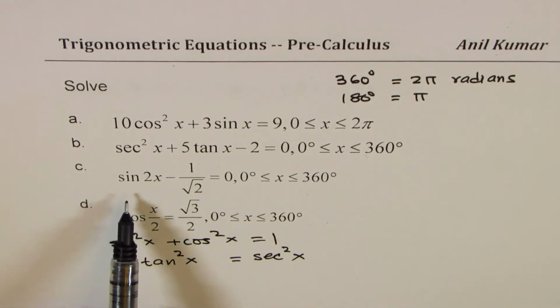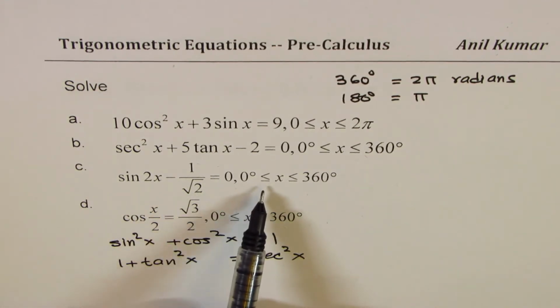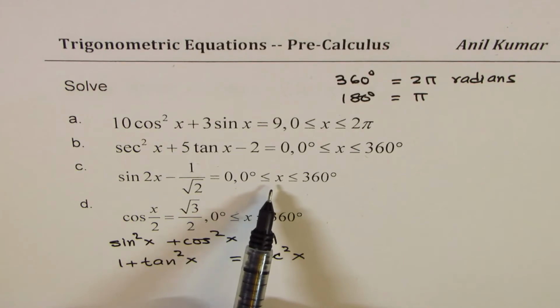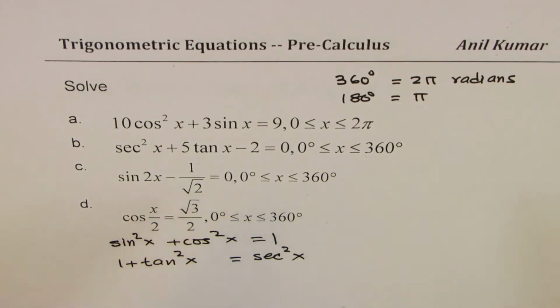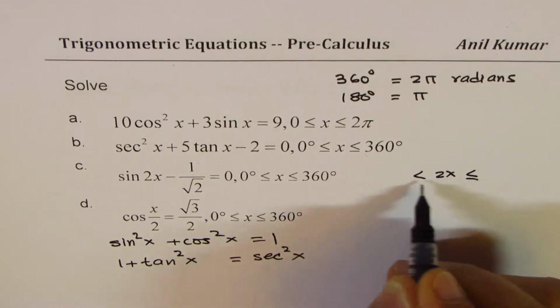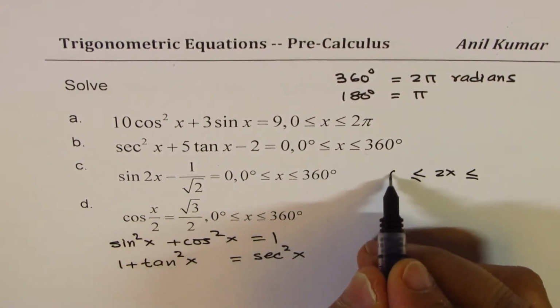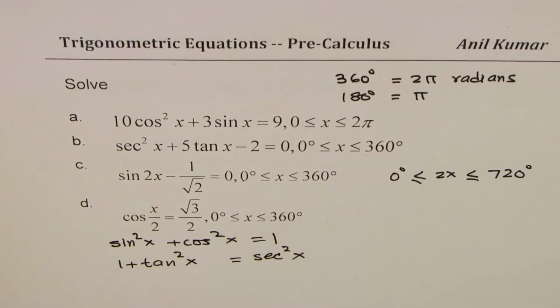In question number 3, you see sin 2x equals to something. Now you have to be careful while solving this. We are given the domain for x as 0 to 360 degrees. But if the domain is changed, then you really have to write solutions. When it is 2x, just multiply both by 2. So we get 0 to 720 degrees. So keep that in mind.